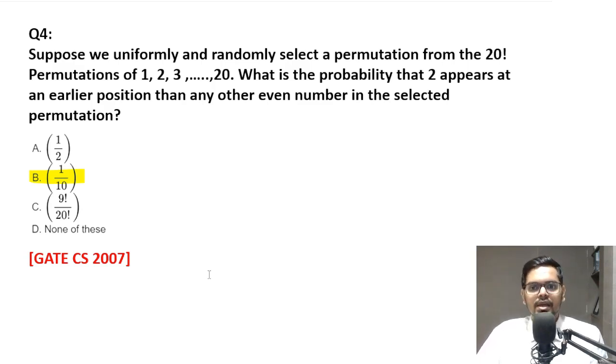First of all, by looking at the question, you have realized that if they are saying 20 factorial, these are the digits and they are not repeated, no repetition, then only you can say that 20 dashes we have and 20 numbers arranged among themselves in 20 factorial ways, which is nothing but 20 into 19 into 18 into 17 into 16 into 15 dot dot dot up till 1. That's how your 20 factorial comes. So it's without repetition. The criterion is 2 appears at an earlier position than any other even number in the selected permutation.